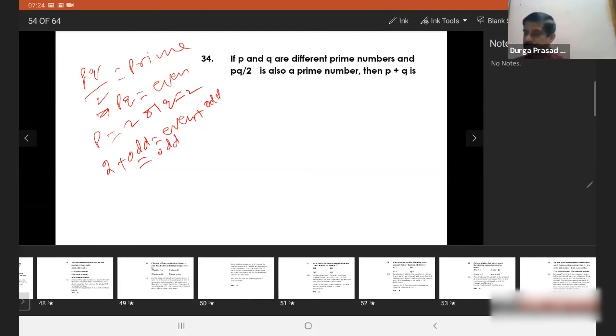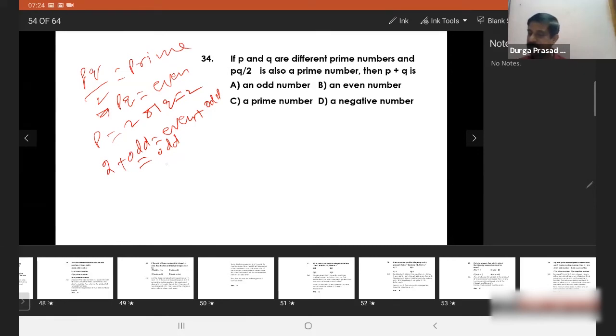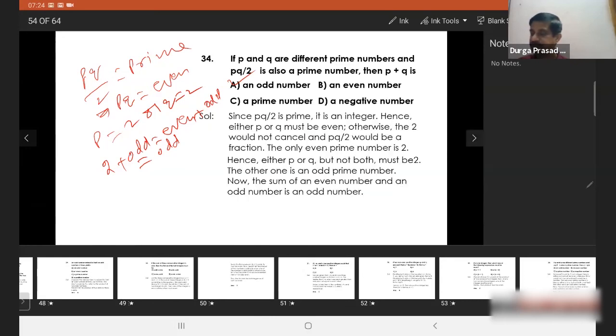Now look at these options. P plus Q is an odd number, and he says it is even, no. A prime number, not necessary. If you take 5 plus 2 or 7 plus 2, 9, it's not a prime number. A negative number, no. So the only option left over is an odd number. So again, children, when we have proved it is odd, we need not check the other options because they are all single option questions. Simply for your knowledge purpose, I'm discussing every point. Okay, please note it fast, quick.